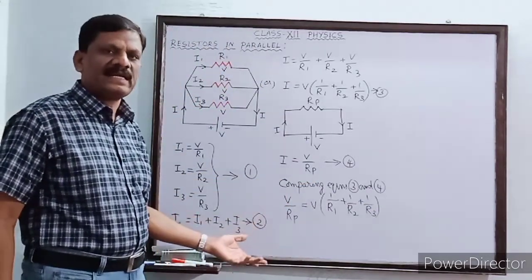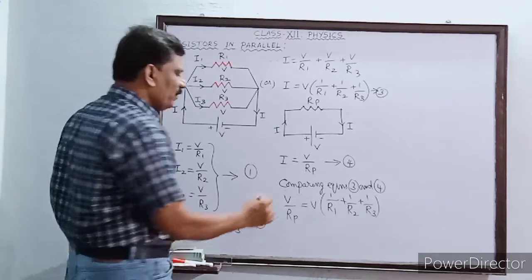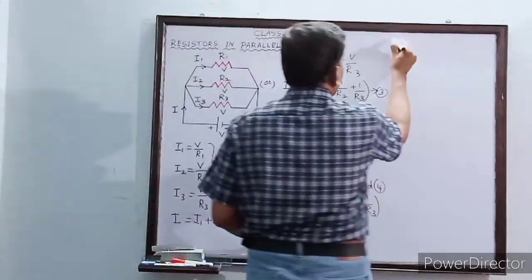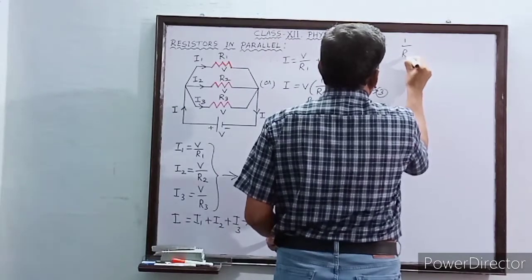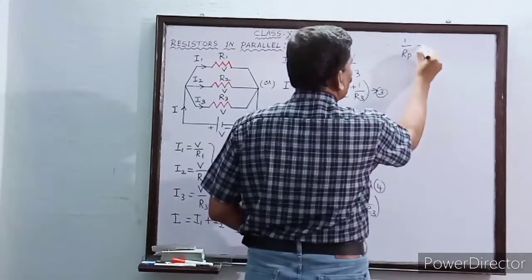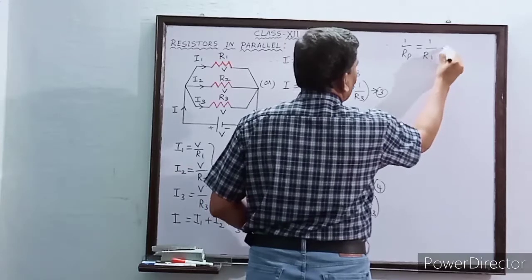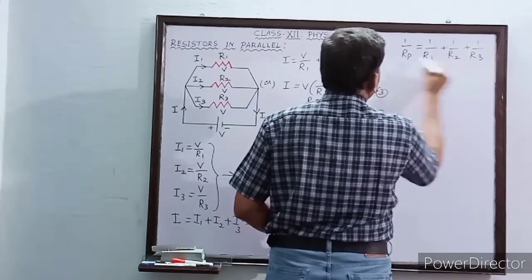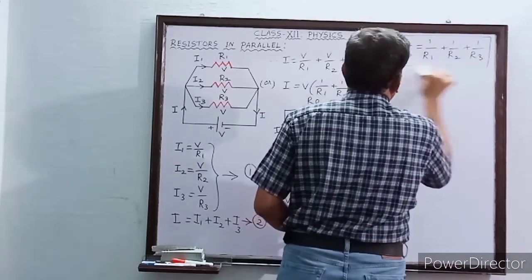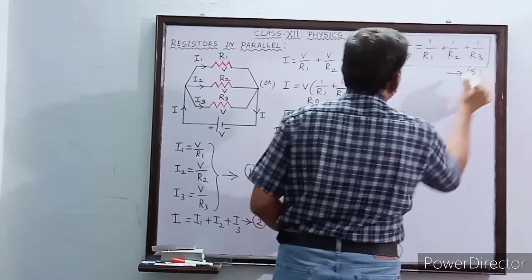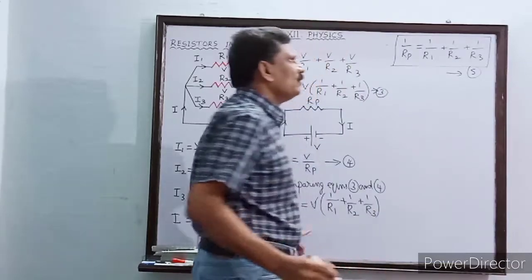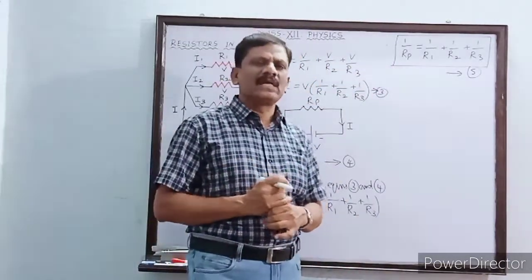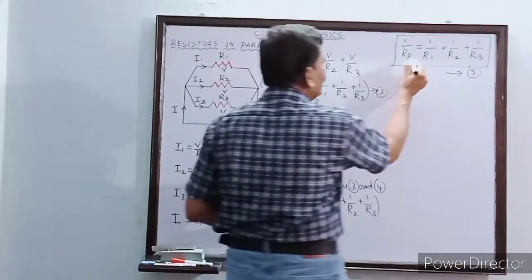Which term gets cancelled now? The common factor is V, so V is getting cancelled on both sides. So what is then remaining? Therefore 1 by R parallel is equal to 1 by R1 plus 1 by R2 plus 1 by R3. So this is equation number 5, the final equation. Now this is the reciprocal only. Suppose you call R parallel as R equivalent.